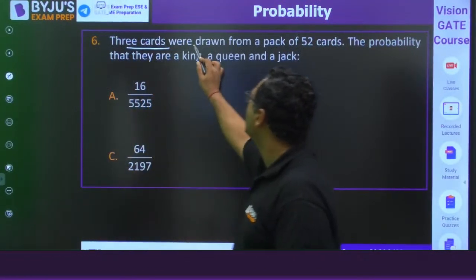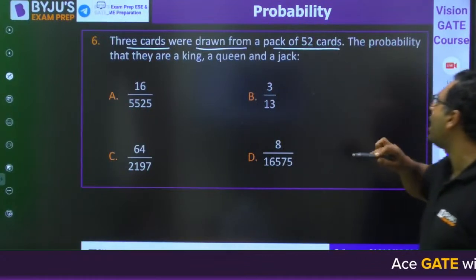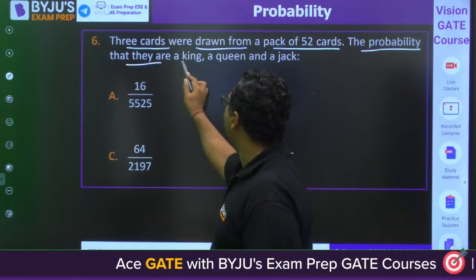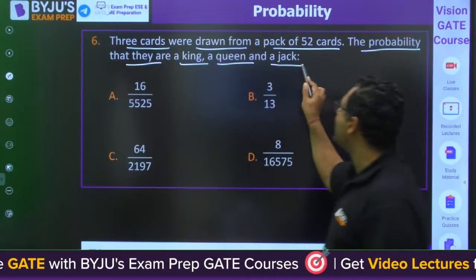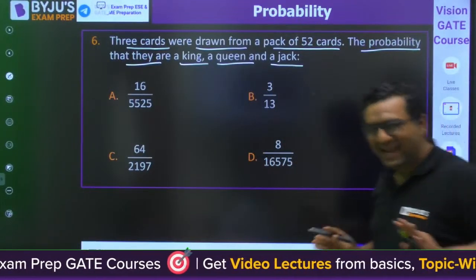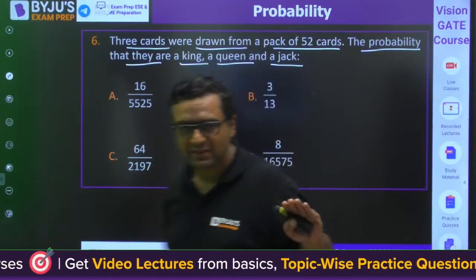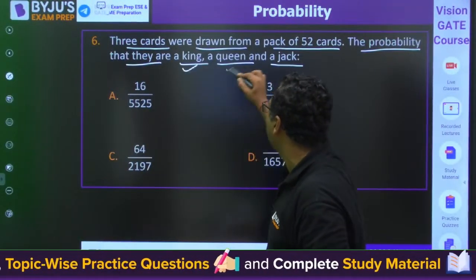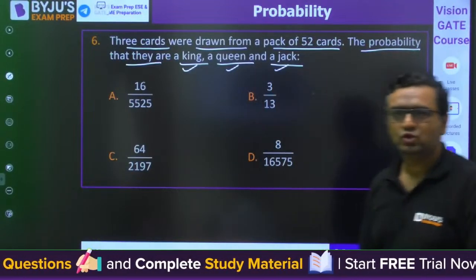3 cards were drawn from a pack of 52 cards. The probability that they are a king, a queen, and a jack, they have not said in the sequence. They have only said the probability of getting a king, a queen, and a jack. Solve it.